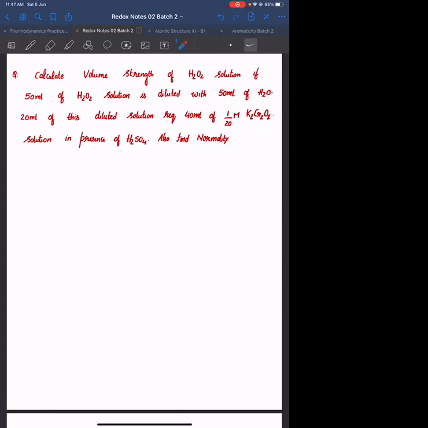Calculate volume strength of H2O2 solution, if 50 ml of H2O2 solution is diluted with 50 ml of H2O. Dilute करने के बाद 20 ml of this diluted solution required 40 ml of 1 by 20 molar K2Cr2O7 in the presence of H2SO4. मतलब acidic medium हो गया. Also find normality. You need to find volume strength. Once you know the volume strength, you can find normality, gram per liter, percentage weight by volume. ये सब हो जाएगा.